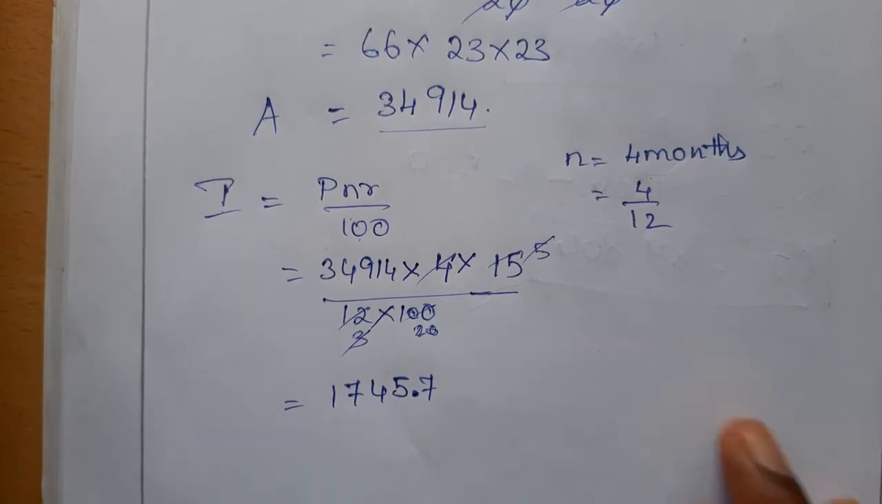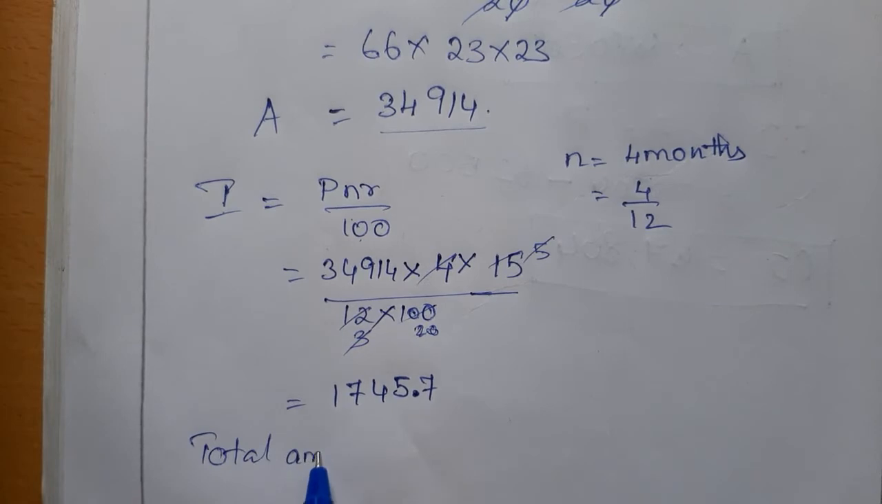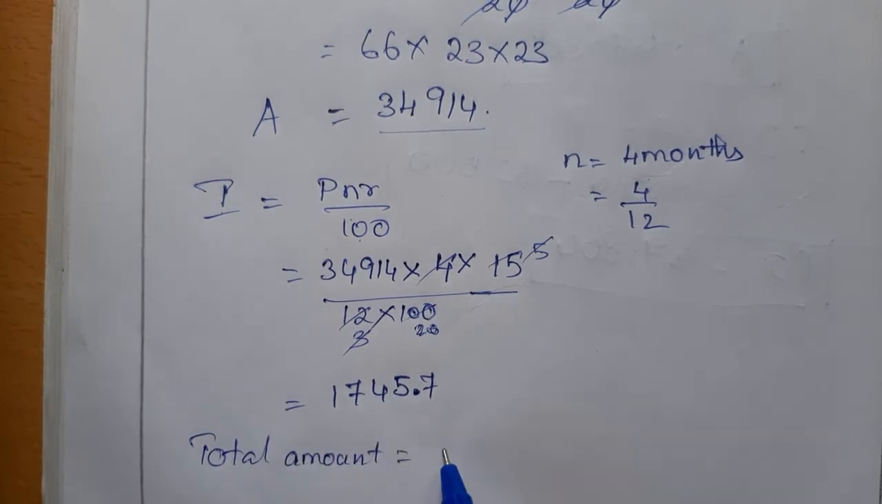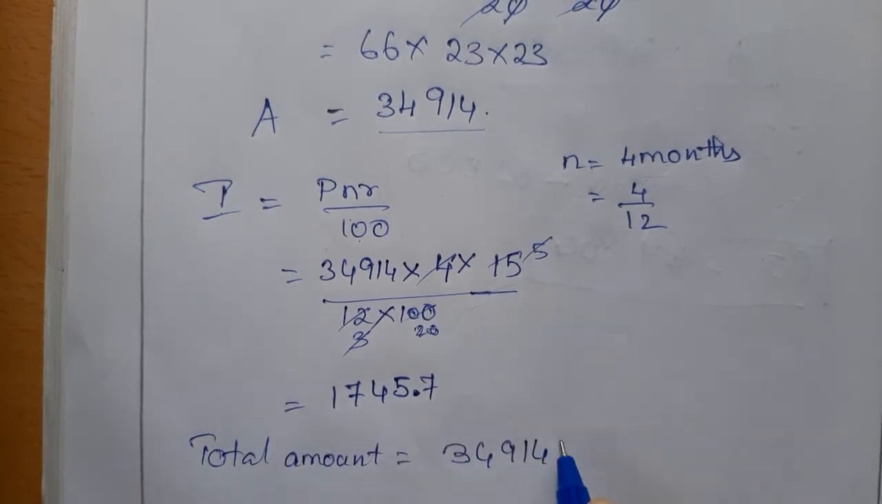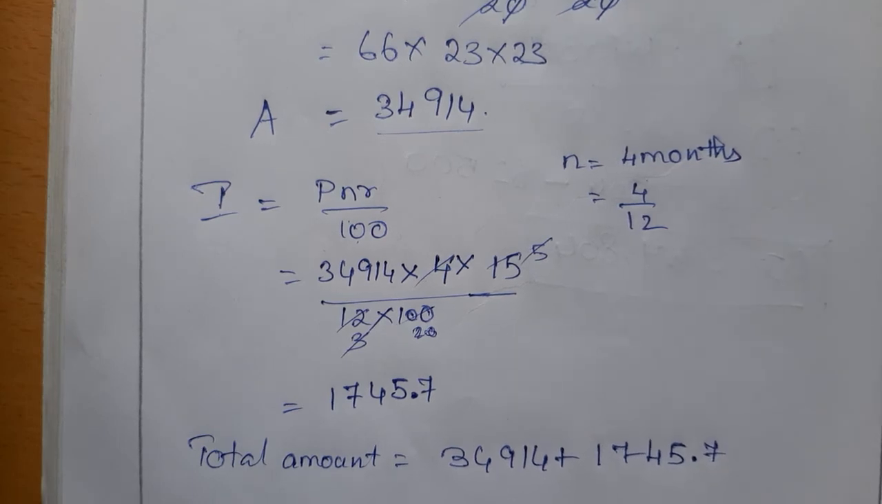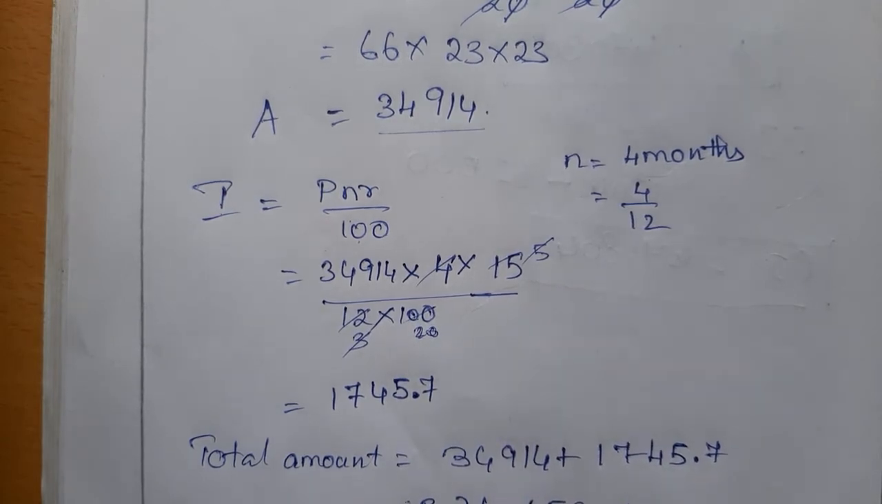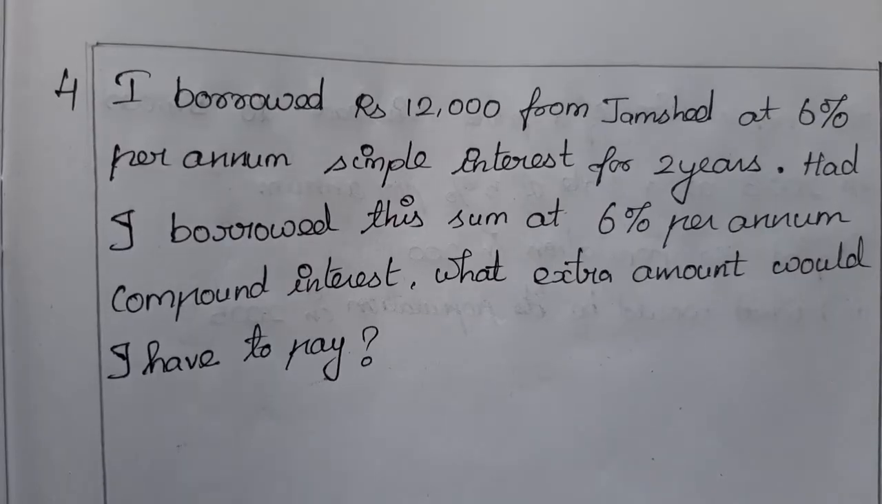So what is the total amount we will be getting? We have to add both, right? Total amount equal to 34,914 plus 1,745.70. So if we add, we will be getting 36,659.70. So this is the amount we will get at the end, 36,659.70. So here we go for the next problem.